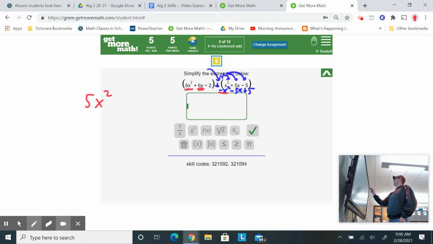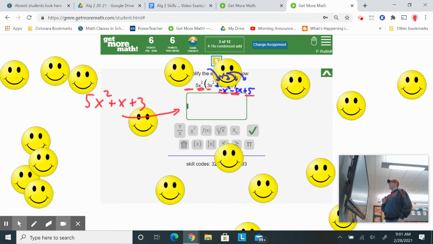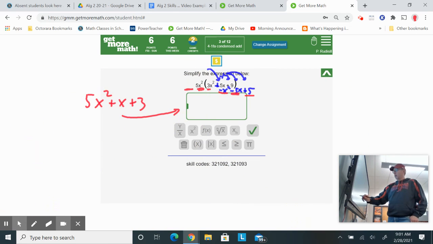I have 6 of them here, but I have negative 5 there. 6 and negative 5 make a positive 1, or just 1x, which is just x. So plus x. I have a negative 2 and a positive 5, which makes a positive 3. So I tap that in over there and see how we did. Okay, it's check time. Did okay.